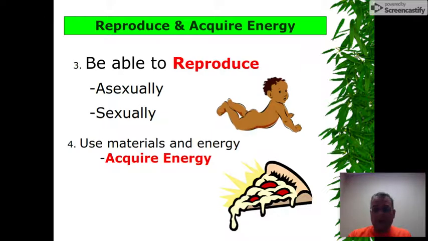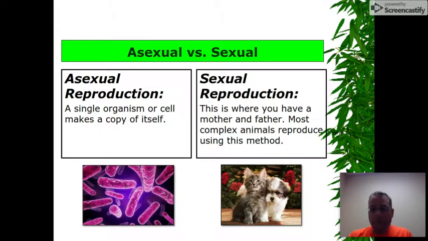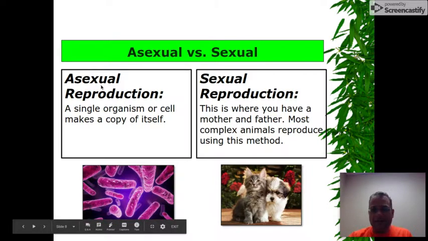So getting back to how animals reproduce. There are 2 different ways animals can reproduce. Asexually is for really simple organisms. You're going to be like one cell. So this would be like bacteria.